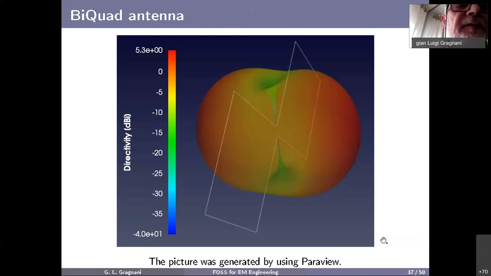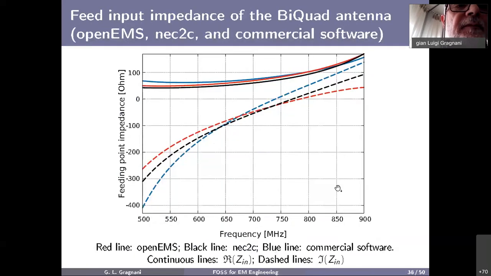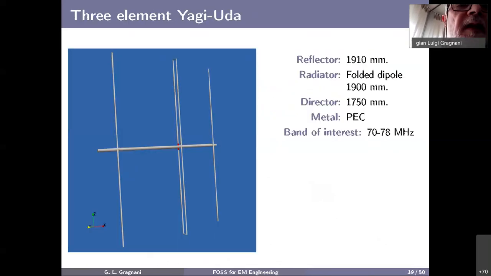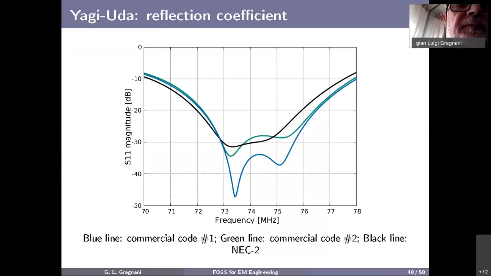Next one. And the next one, you see that also in this case you have good agreement. Another example with a Yagi-Uda antenna, and also in this case you have a good agreement. And you see that the band is the same for the two commercial codes and the one open source.